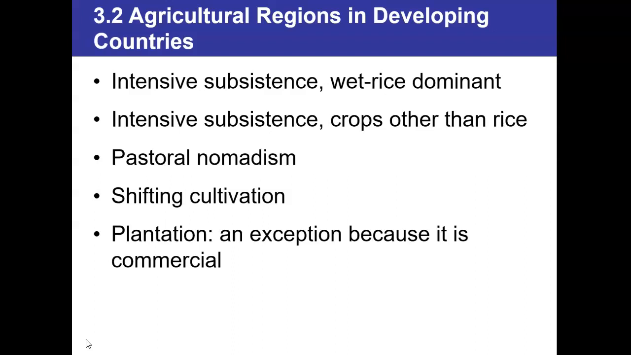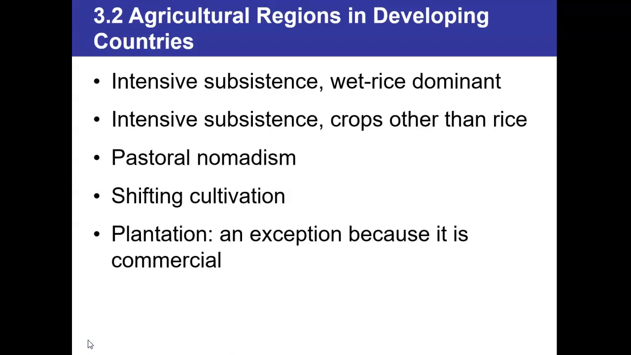We'll talk about intensive subsistence or wet rice dominant first. Intensive subsistence wet rice dominant is most common in large population concentrations of East Asia and South Asia. The term wet rice refers to rice that's planted on dry land in a nursery and then gets moved as seedlings to flooded fields to promote growth.